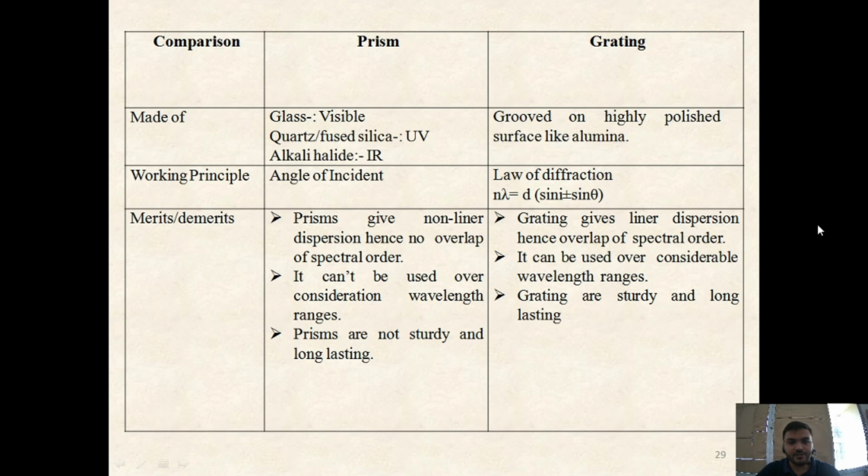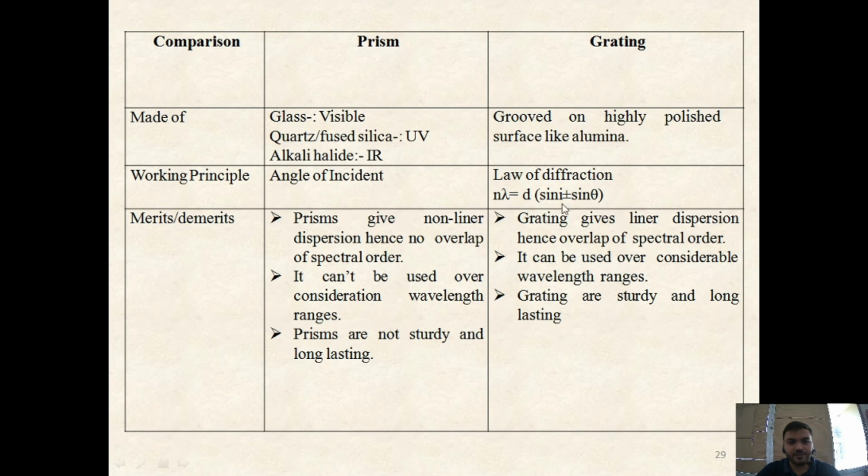Let us see a comparison of prism and grating. Prism is made up of glass in the visible region, and quartz or fused silica in the UV region. You can get alkali halide for the IR region. Then grating: grooves on a highly polished surface like aluminum. Working principle of prism: angle of incidence.